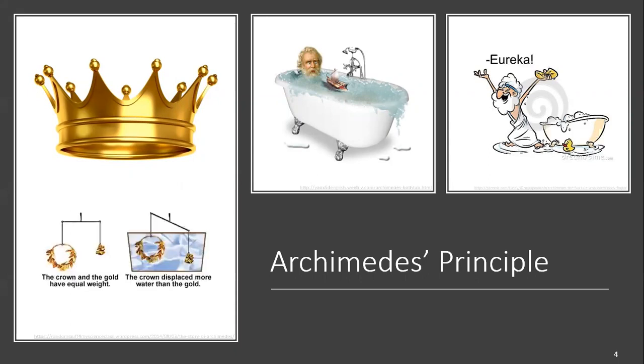So Archimedes tested his hypothesis. First, he confirmed that the weight of the crown equaled the weight of the gold given to the goldsmith. However, when he submerged the crown in water, the crown displaced more water than the gold, proving that the crown was not made of pure gold. Thus, Archimedes' principle states that a floating object displaces a volume of fluid equal to the mass of the object.